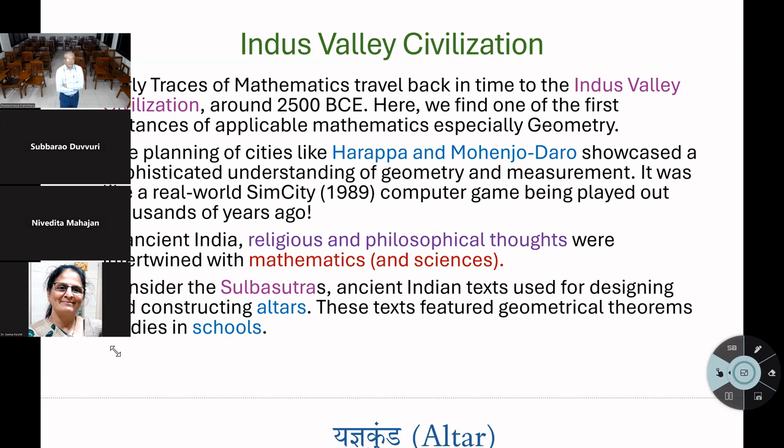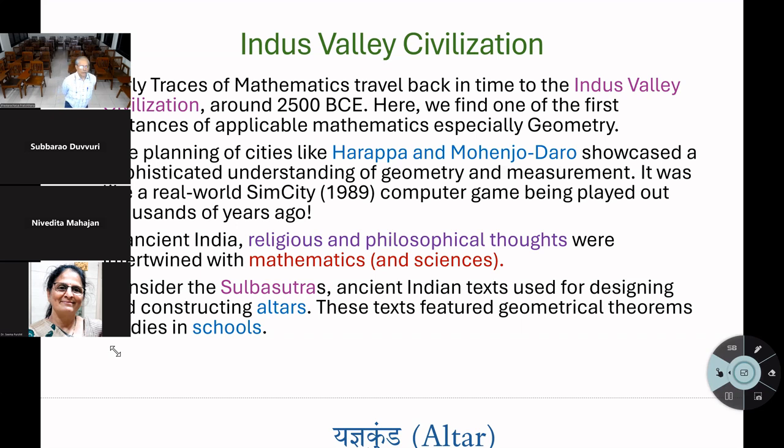The interesting thing is, in ancient India, religious and philosophical thoughts were intertwined with mathematics and sciences. So many religious practices in India are based on science, which we should still appreciate. And many religious things were intertwined with mathematics also, as you will see.